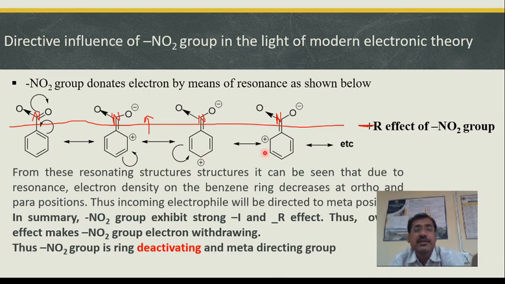is unaffected. So whenever the incoming electrophile is placed in this particular system, it will prefer to go to the meta position, which is relatively more electron rich as compared to the ortho and para positions which have got the positive charge. So the overall effect is, both the effects minus I and minus R effect will make this NO2 group a ring deactivating group and will direct the incoming electrophile to the meta position.